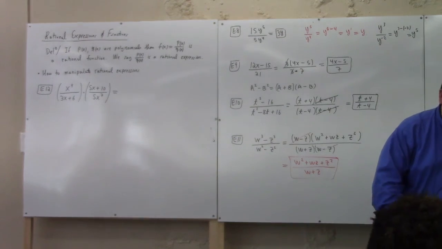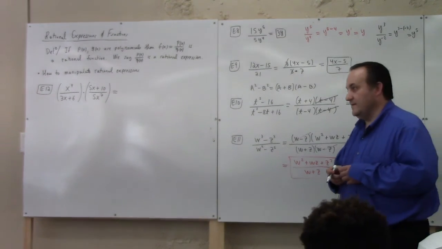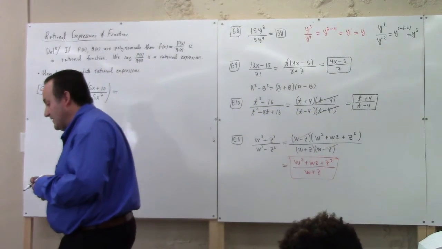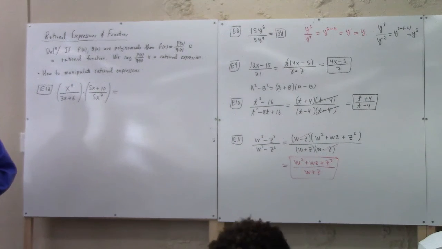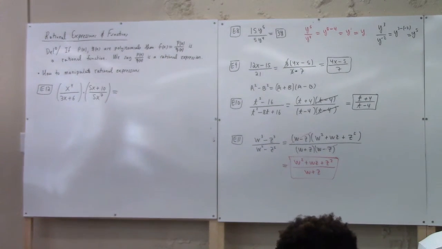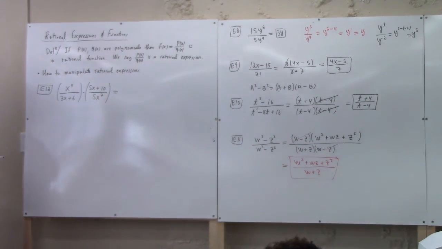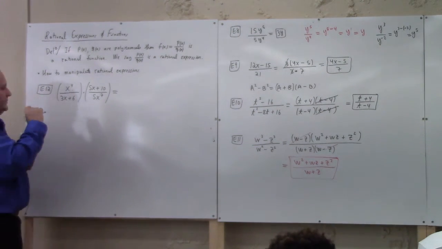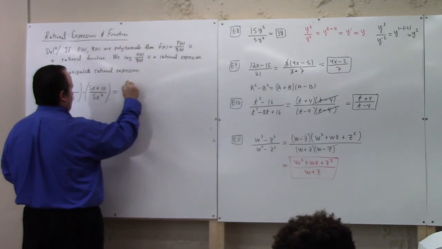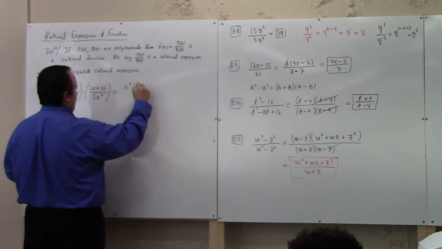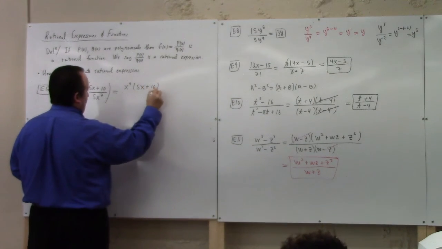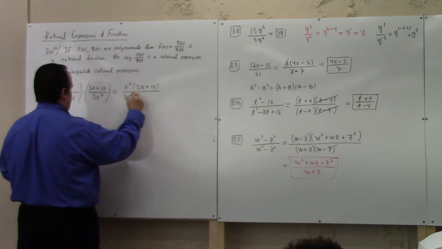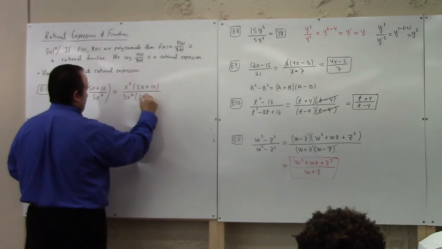Now, although the book says multiply and simplify, maybe a kinder set of instructions would be to simplify then multiply, because simplify then multiply might be easier. What do I mean by that? Let me rewrite it this way. So this is x to the 4th times 5x plus 10, divided by 5x to the 7th times 3x plus 6, yeah?